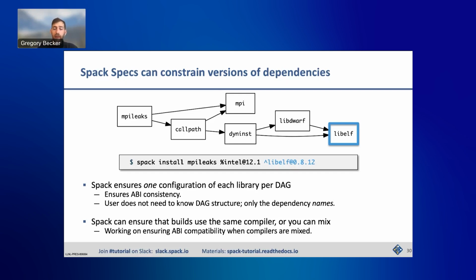And then Spack, for link and run dependencies, will absolutely guarantee there's only one version of them in the DAG. And for build dependencies, it will try to keep you to one, like compilers. It will try to keep you to one compiler. But if you specify that you want this node built with GCC and this one built with Intel, Spack will say, okay, you asked for it, you got it.